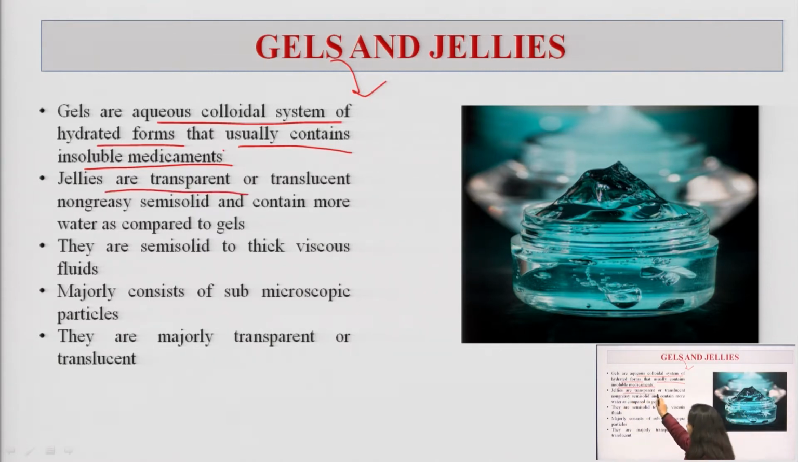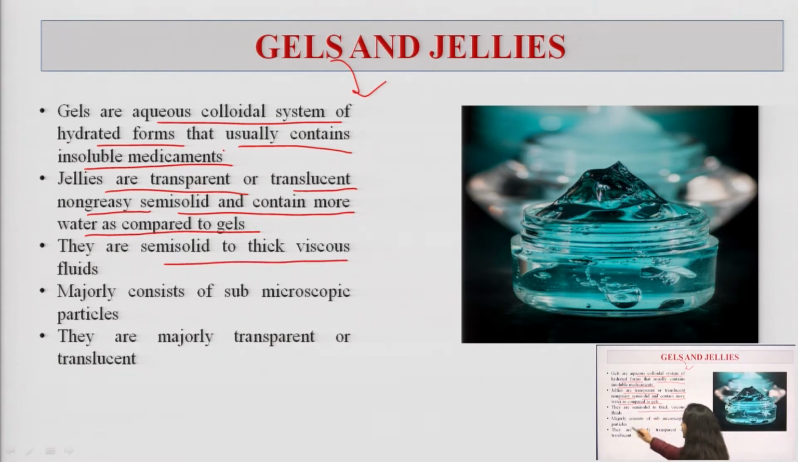Jellies are transparent or translucent, non-greasy, semi-solid and contain more water as compared to gels. Gels are majorly transparent, translucent and often non-greasy when compared to the other forms of semi-solid dosage forms. And the proportion of water content in gels is definitely high as compared to any other semi-solid dosage form, be it your ointment, your creams, or your pastes. So the water content in gels is very high.